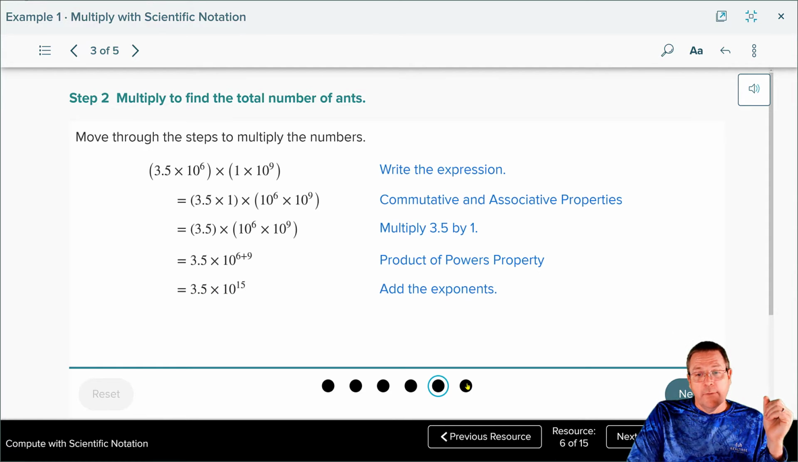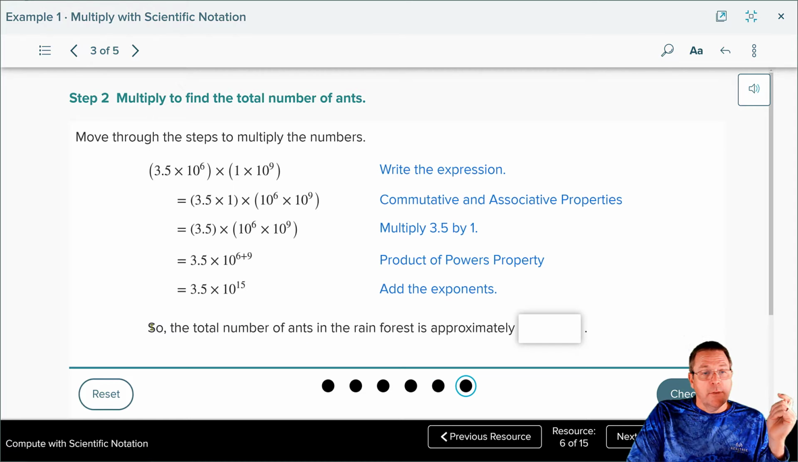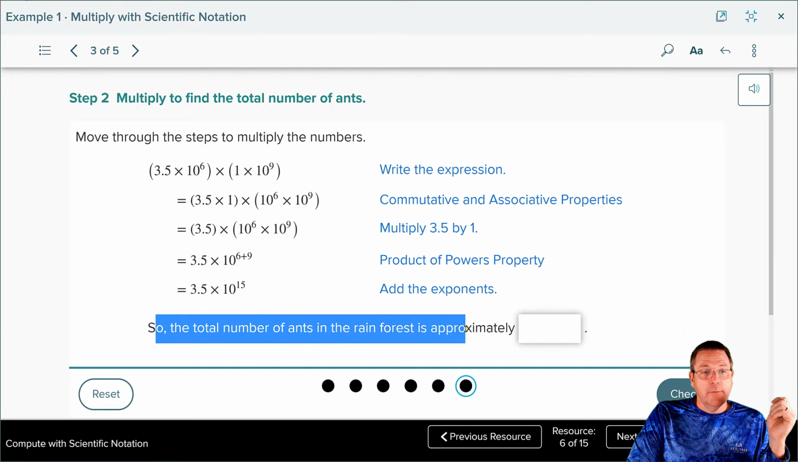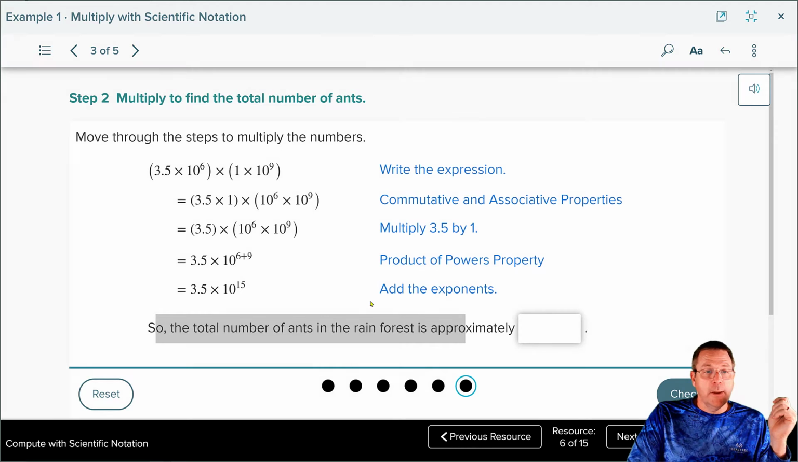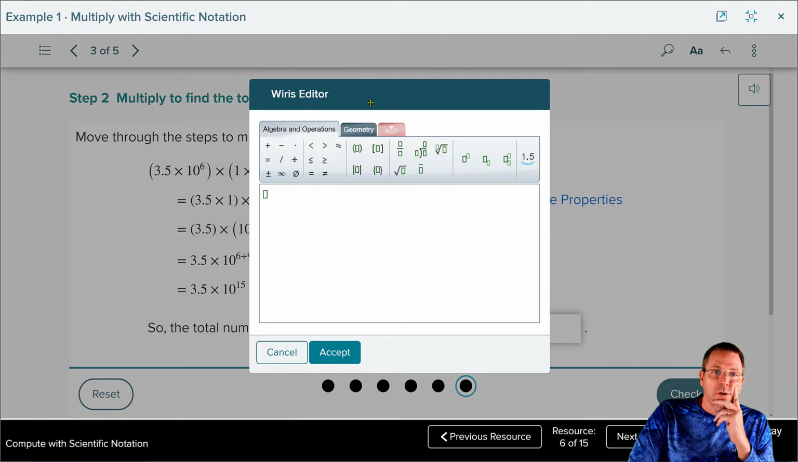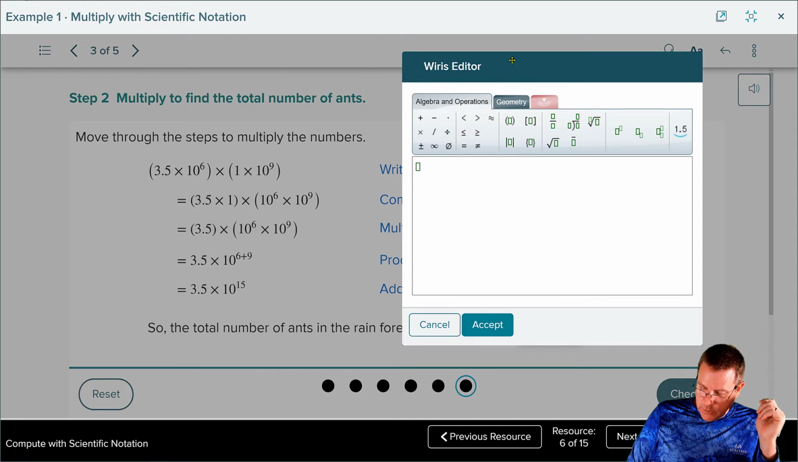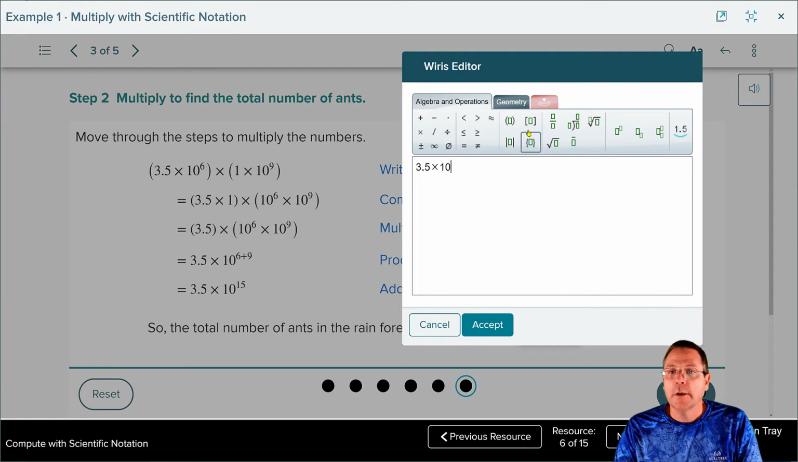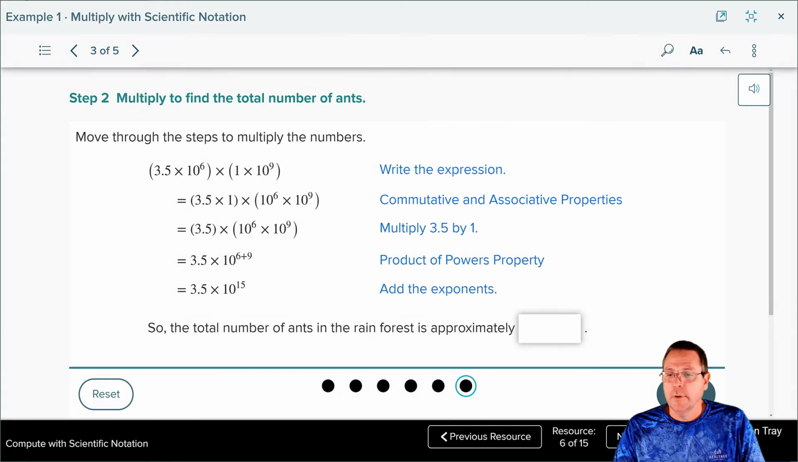Multiply 3.5 times that, and then you say that the total number of ants in the rainforest is going to be approximately, well, I don't know, do they want that in standard form or scientific notation? I'm going to say scientific notation, which is 3.5 times 10 to the 15th power. Hit accept and hit check, and it checks.